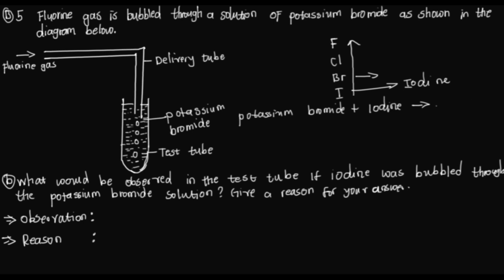So we are expecting to have the same product. So we are going to have bromide plus iodine. This time no reaction will occur, since iodine is less reactive. So the observation is nothing will change. The reason is the iodine cannot displace bromine, since it is less reactive than bromine. So we can say observation, nothing will change.